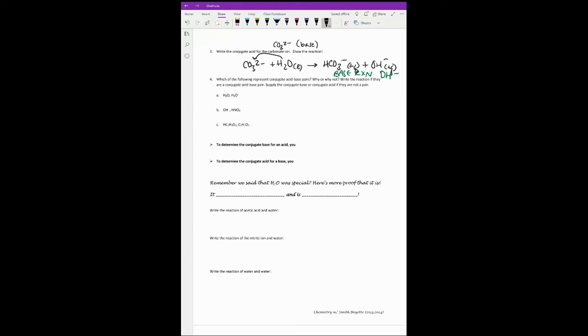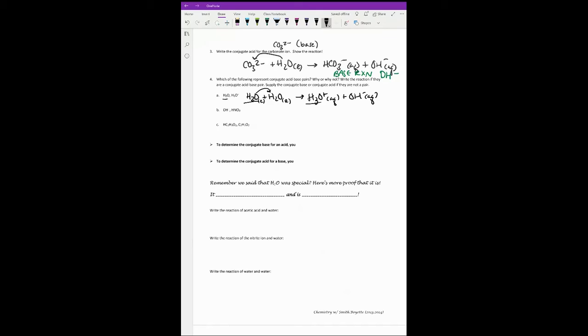So number 4 is similar to number 1. Which of the following represent conjugate acid-base pairs? Why or why not? Write the reaction if they are a conjugate acid-base pair. Supply the conjugate base or conjugate acid if they are not a pair. In order to start, I'm going to write this reacting with water. Doesn't really matter which one, but I'm going to have this H donate. We're going to get H3O plus and OH minus. And what you'll see is that H2O and H3O plus are a conjugate acid-base pair.